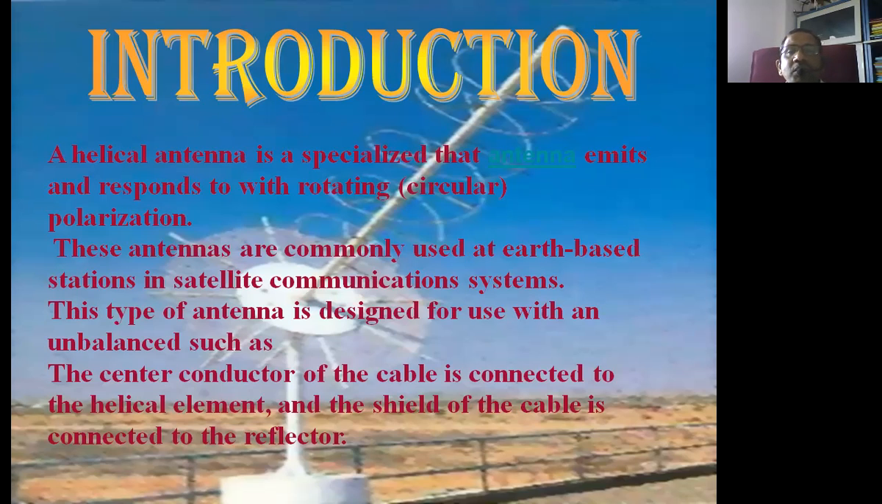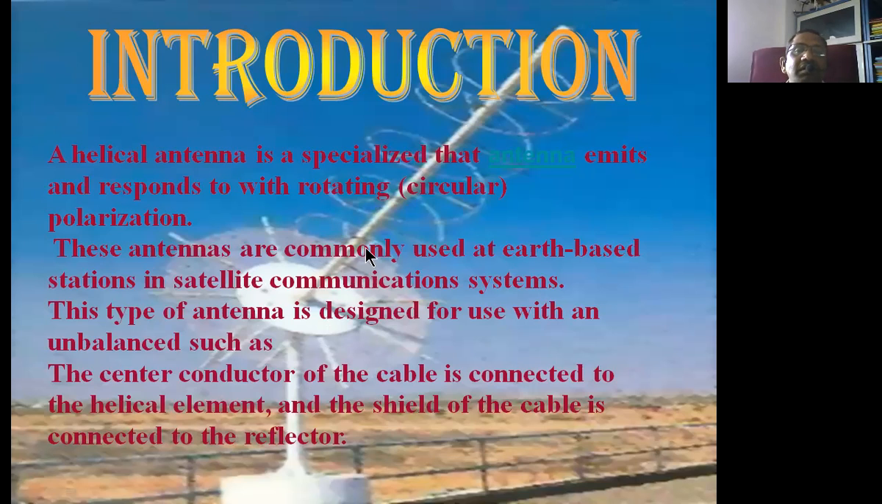These antennas are commonly used at the earth-based stations in satellite communication systems. Whenever you want to transmit signals to a satellite, these antennas are normally used, with high directivity. What is the basic constructional feature of this antenna? The center conductor that you are seeing here, this longer rod, is the center conductor of the cable, and it is connected to the helical element. The shield of the cable is connected to the reflector.